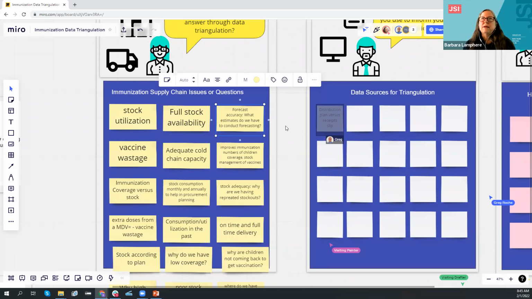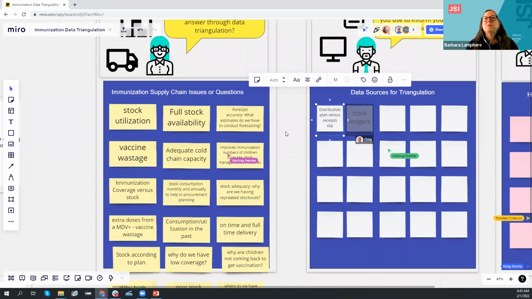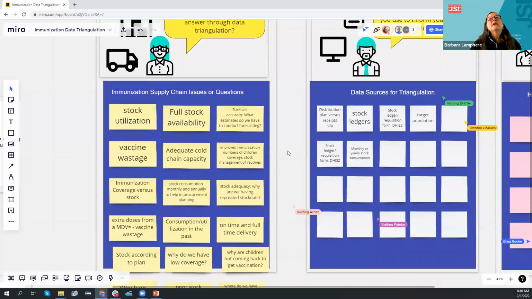So I see that we have distribution plan versus receipt slip. And this distribution plan versus receipts, what problem are we addressing there? We're going to be addressing whether we're distributing fully. Are we actually doing in full as an indicator? So stock ledgers. Okay, so target population.